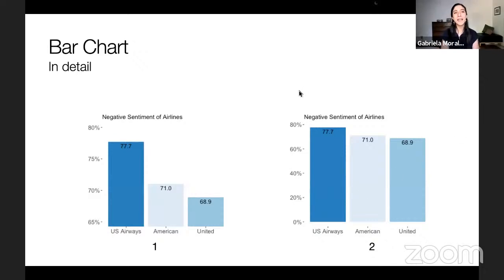Now I wanted to go into detail. Here, let's say, because we're presenting this to American Airlines, we want to emphasize the differences between American and United. Let's say we don't want to be second. We want to be United. So let's look at this big difference. And I'm interested in this gap, 68.9 to 71.